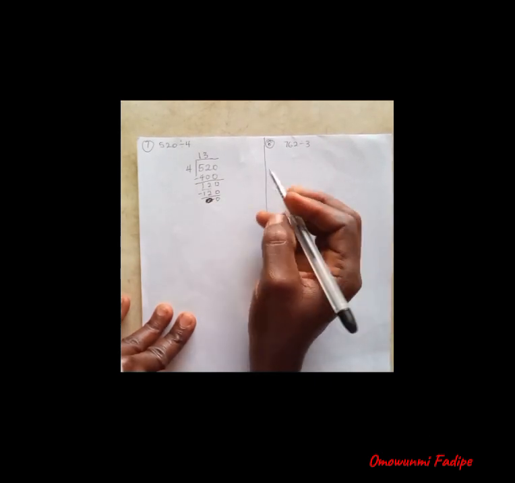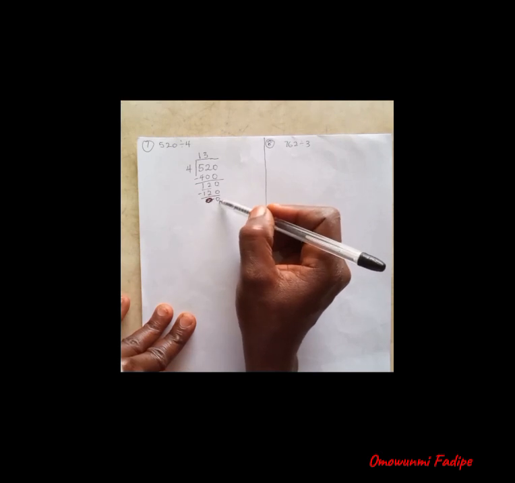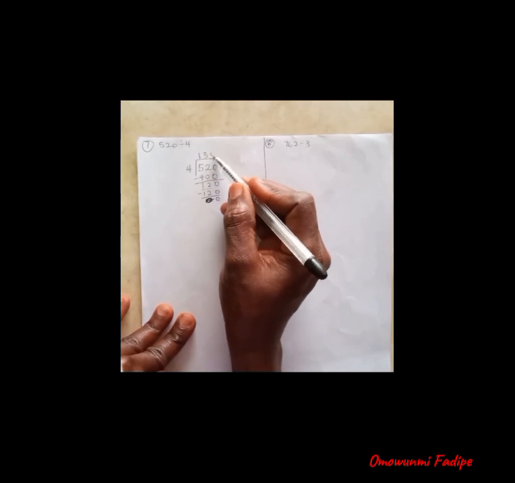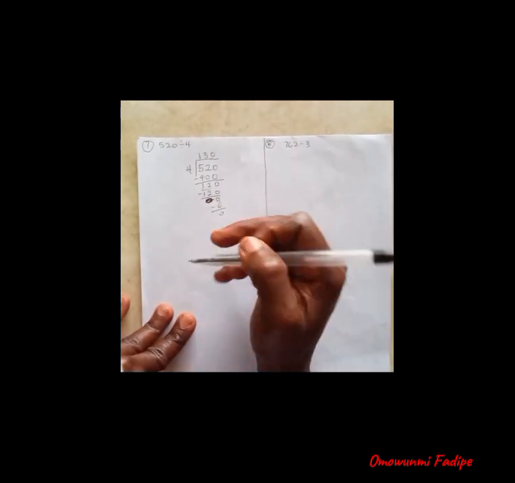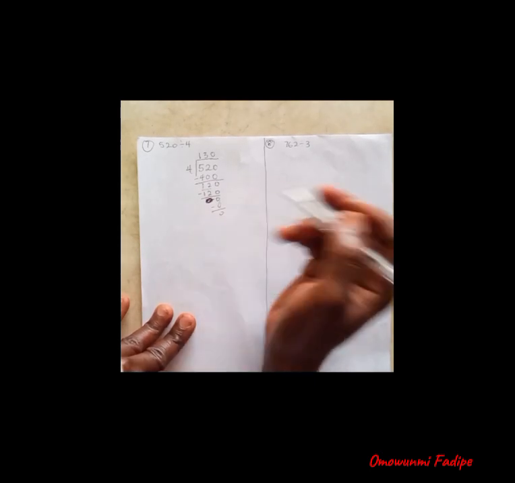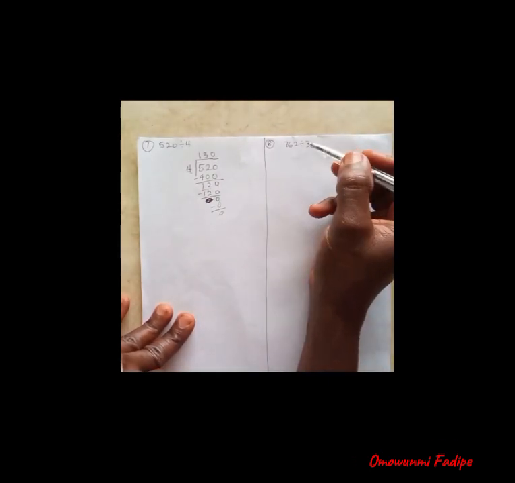This one now, we still have 0 here. How many 4s are we going to see inside 0? 0. 0 times 4, 0, we take it away. This is our answer here. And we are going to do this one also.